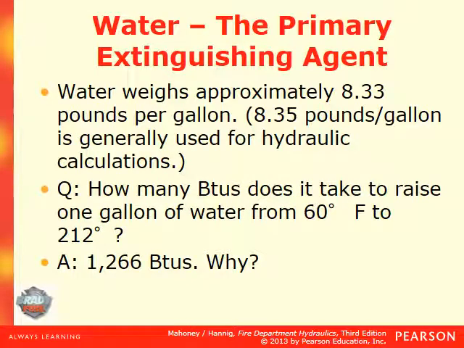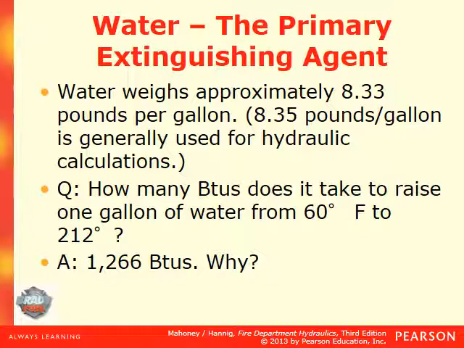Now, it's important to note that when you're heating up water to 212 degrees, it requires a certain amount of BTUs. But then changing it from a water to a gas requires a whole lot more. This is illustrated as follows. Water weighs approximately 8.33 pounds per gallon, and we go ahead and just round it up to 8.35 pounds per gallon for hydraulic calculations.